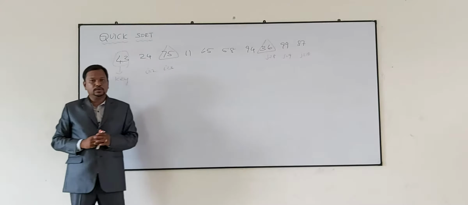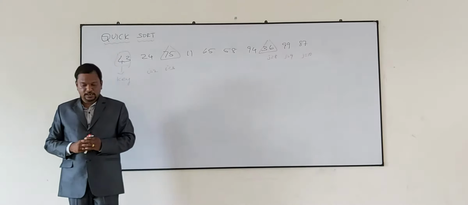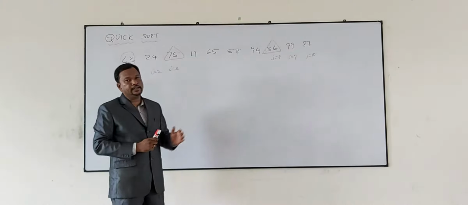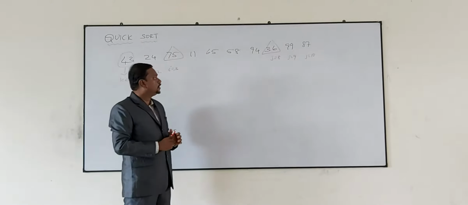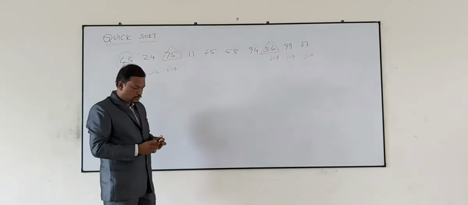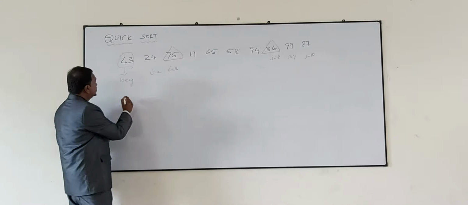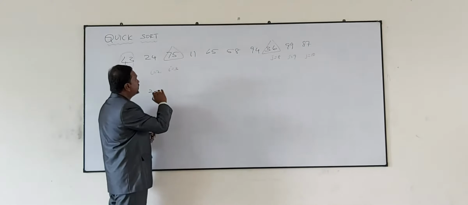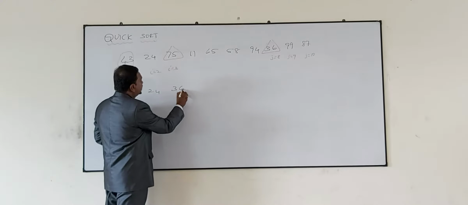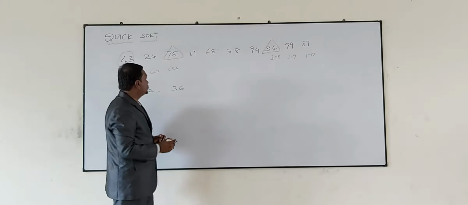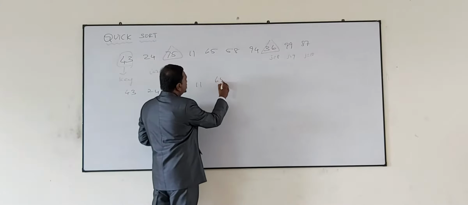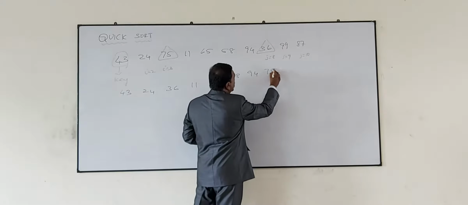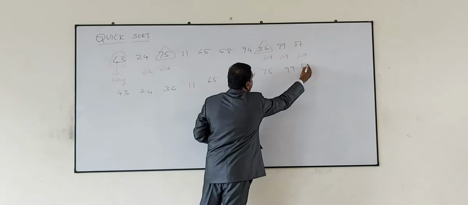After identifying the two elements from the left side and right side, now the positions should be compared. The ith position should be lesser than the jth position. If it is so, we can interchange these two elements. So we go to the next iteration, that is 43, 24. Then the 36 is interchanged to the third position, and the 75 is interchanged to the eighth position. So 36, 11, 65, 58, 94, again 75, 99 and 87.